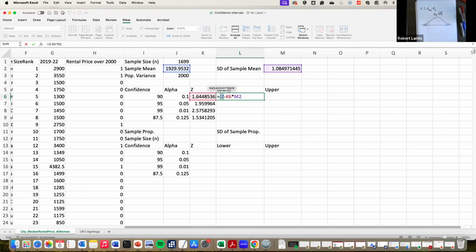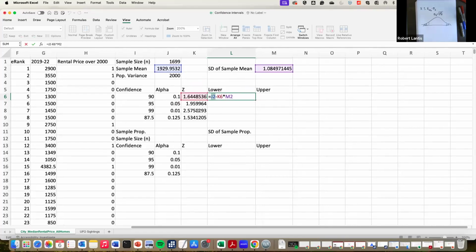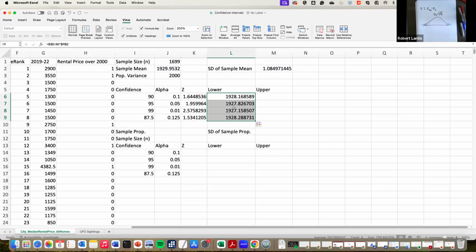Once again, I want to do the exact same thing for the subsequent lower bound calculations, but I want the Z value to update, but I don't want anything else to. So Command T on a Mac, F4 or function F4 on a PC, freeze where the sample mean and standard deviation of our sample means is. Drag this down. I've now got my four lower bounds.